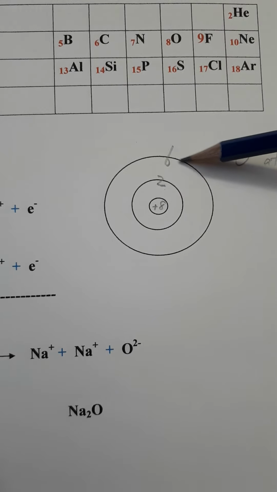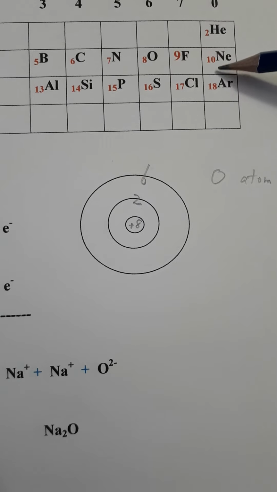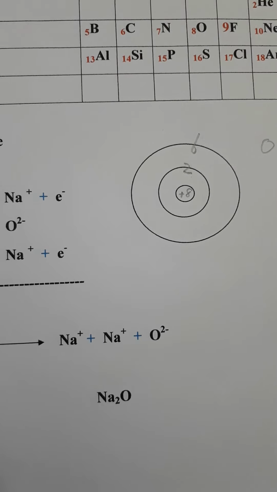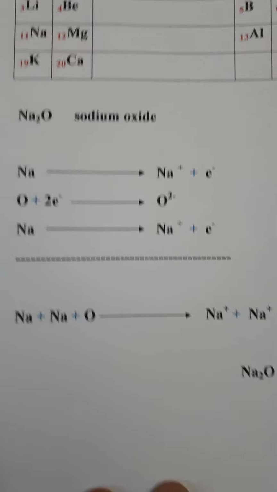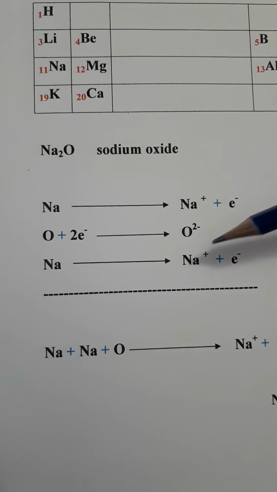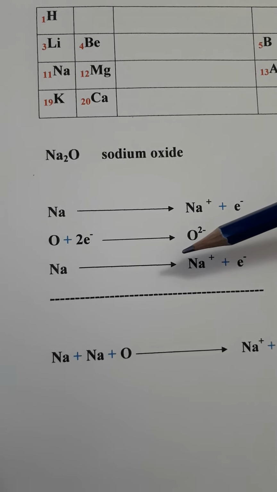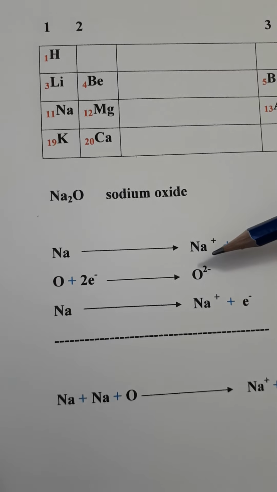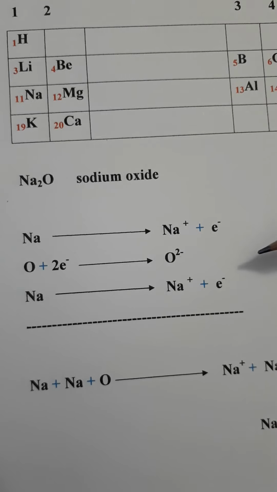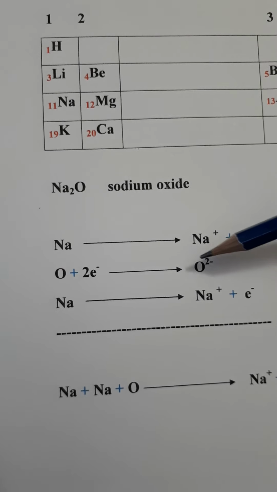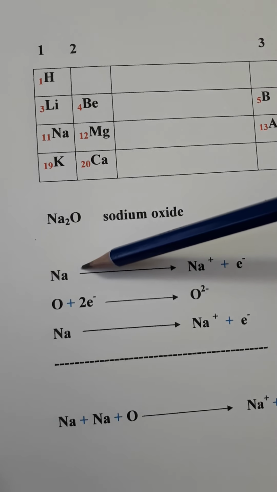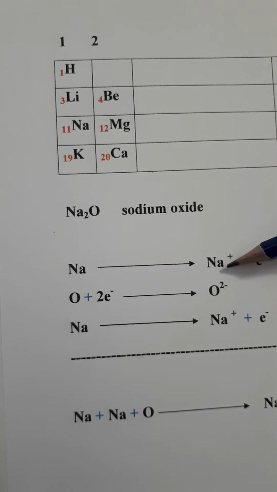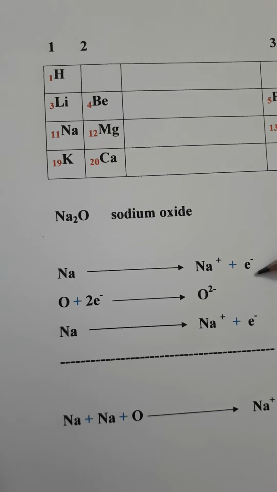So for oxygen to be stable like neon, to make its outermost shell full, it has to grab 2 electrons from someone. So it will accept 2 electrons from some element to become O2 minus. And the sodium atom will always give out 1 electron to be stable as before, Na plus and an electron.